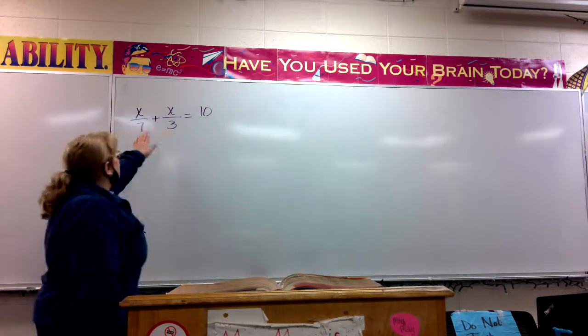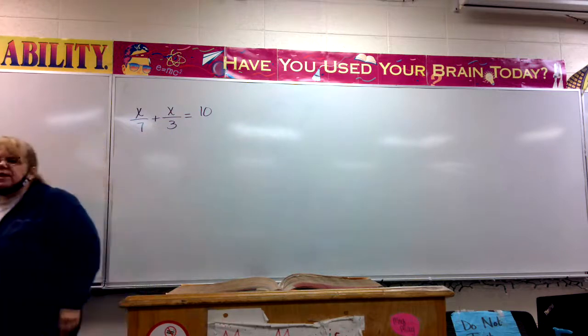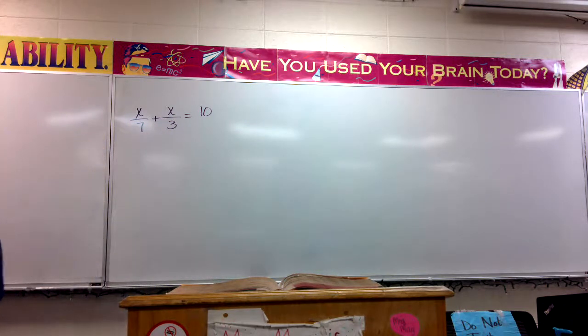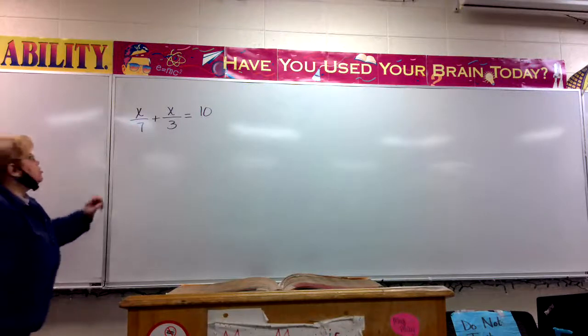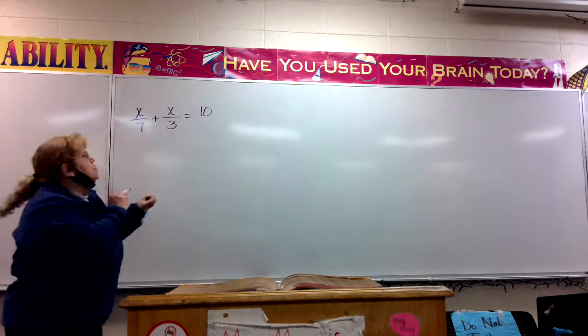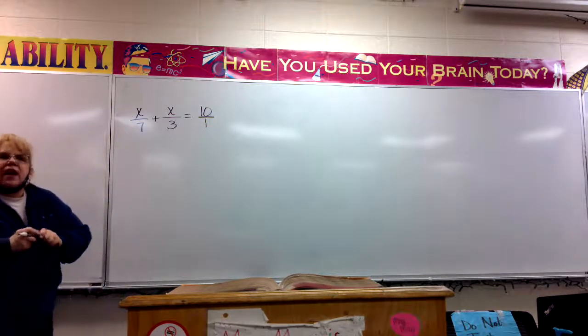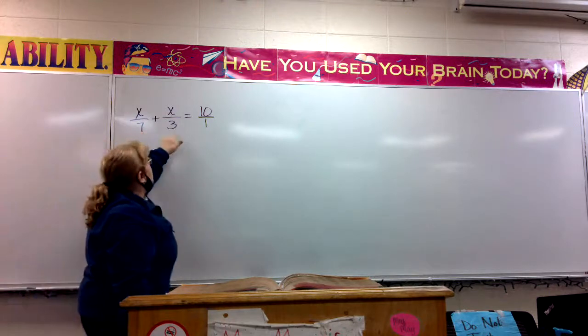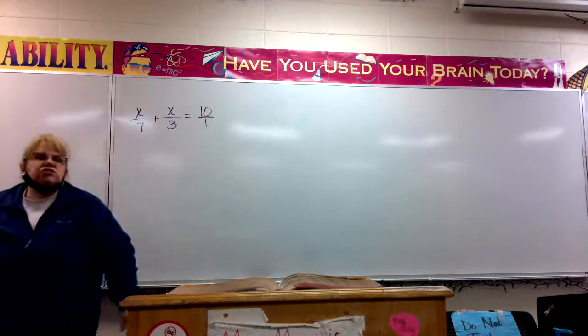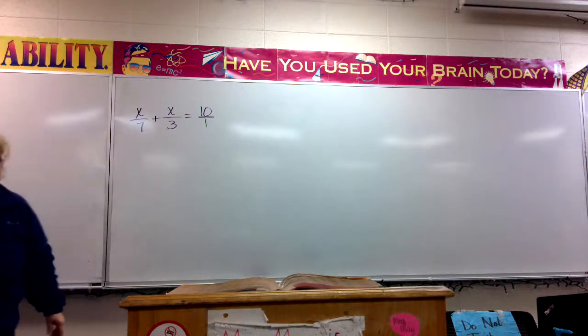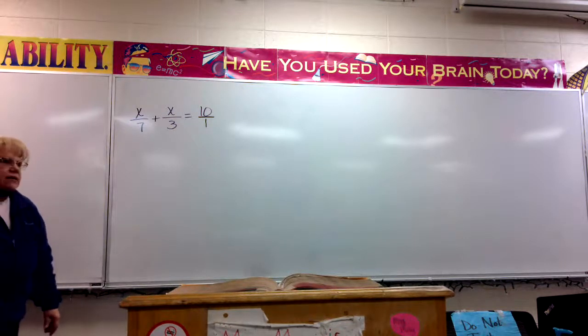it's adding fractions. What do you know about adding fractions? You have to have a common denominator, right? In order to add fractions, you have to have a common denominator. So what would that common denominator be? Now, what would the common denominator be if I have a 7 and a 3 and a 1? What would you use for your common denominator, Alex? He says 21. Do you agree?